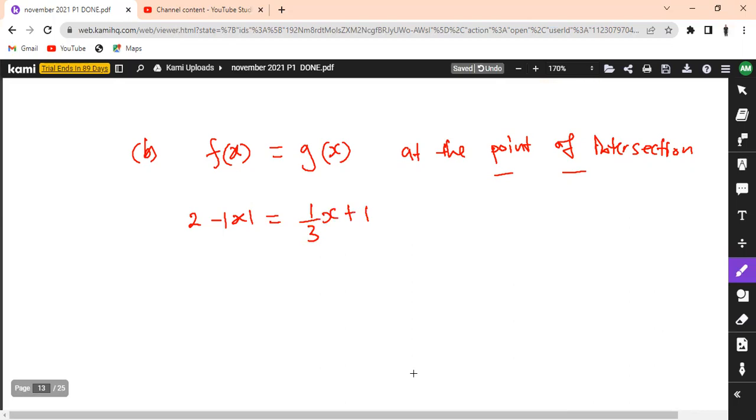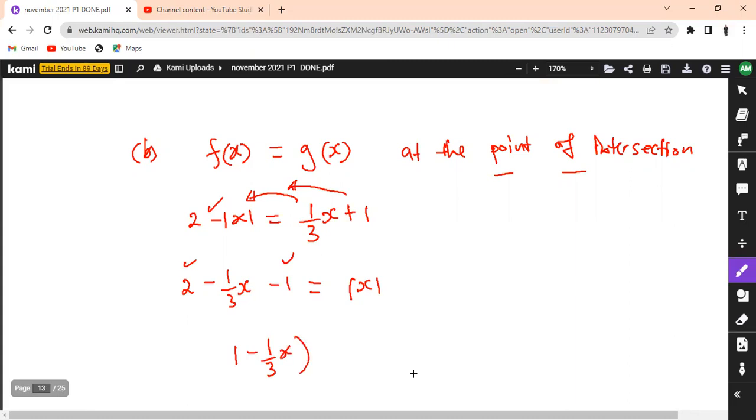In this case, we can make this |x| positive, so you can transpose the 2 to the left-hand side. It's going to be minus a third x. Transpose 1 to this side, it's going to be -1, which is equal to |x|, just avoiding working with a negative. So 2 minus 1, that is 1, minus a third x, which is equivalent to |x|.